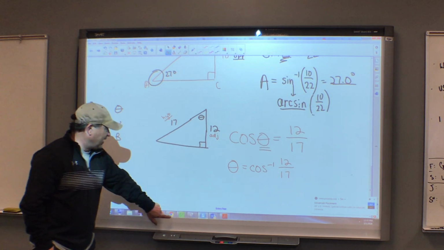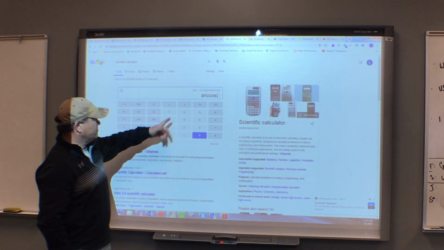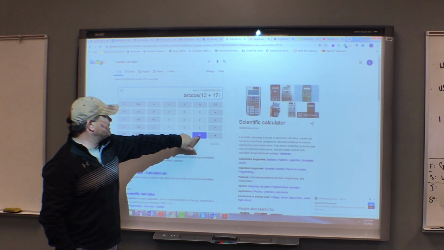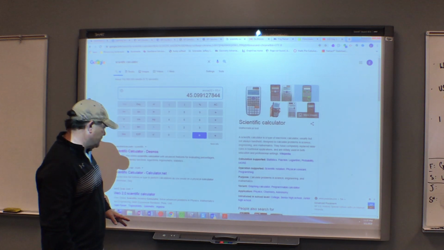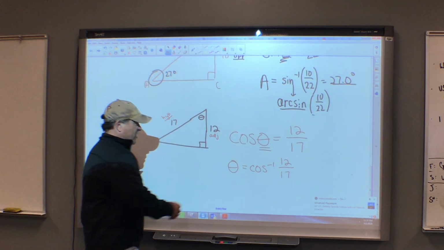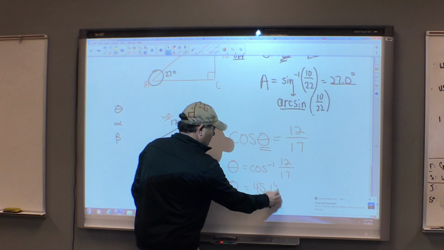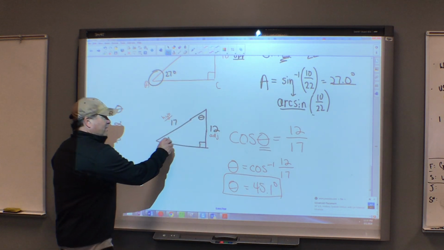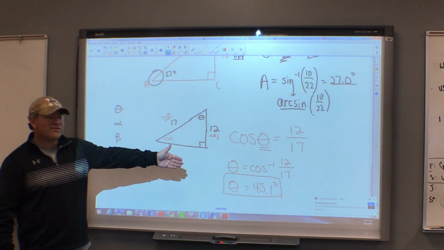So we go back to our calculator. Inverse cosine, there's our arccosine, 12 divided by 17 equals 45.09, or 45.1 degrees. So theta is about 45.1 degrees. While I'm at it, there's alpha, which would be 90 minus that, 44.9.